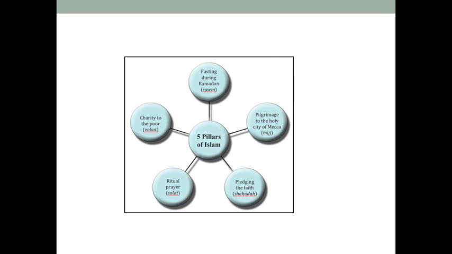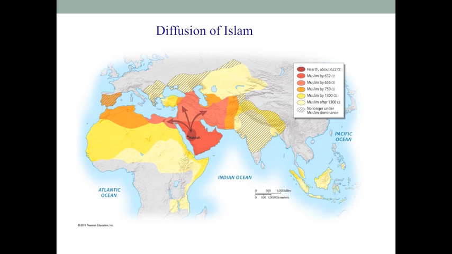Briefly, they are the pledge of faith, or the Shahada, 5 ritual prayers that occur every day, charity to the poor, fasting during the Ramadan period, and finally, for all Muslims, when it is possible, a pilgrimage to the holy city of Mecca. The 5 pillars and the geography of Muhammad's movements form the core of Islam.